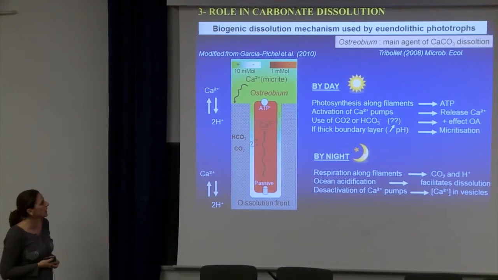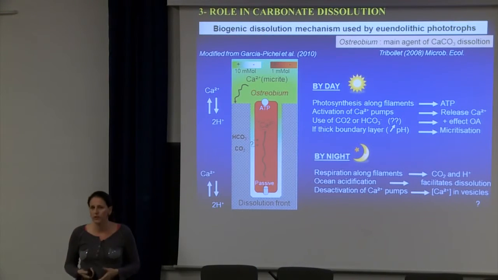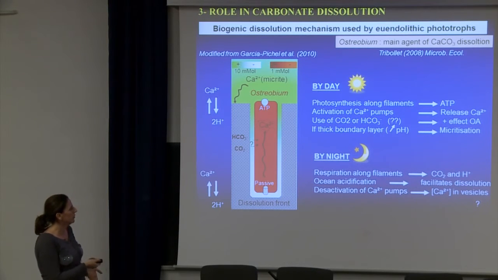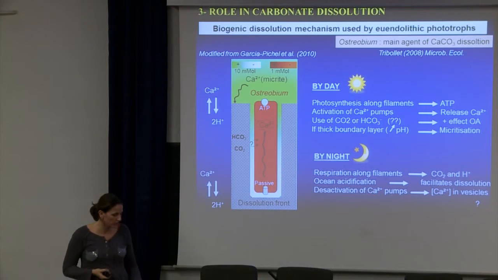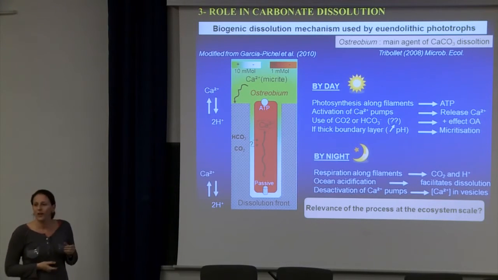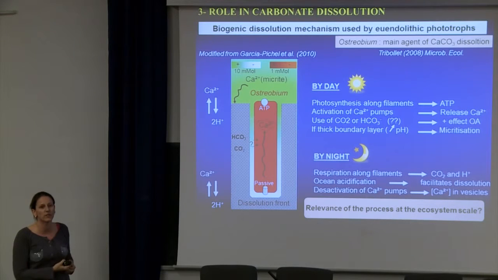That's our question. We hypothesized that it's probably accumulated in vesicles because calcium is toxic for cells, but this has to be shown, and it's just a hypothesis at the moment. Now I would like to go from the micro scale to the large scale and give you an idea of the relevance of this process of carbonate dissolution at the ecosystem scale.